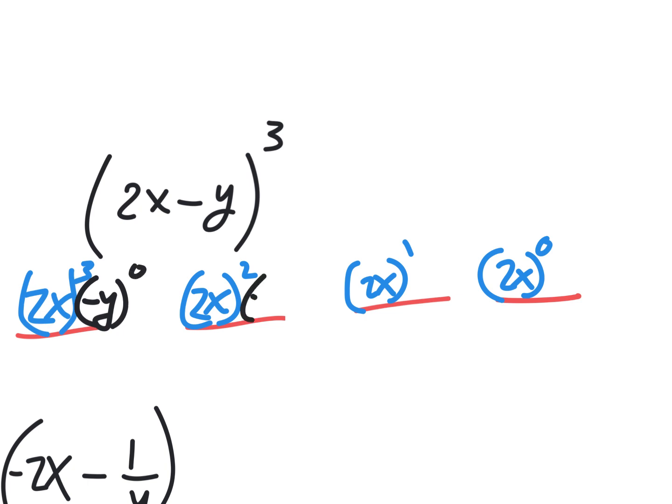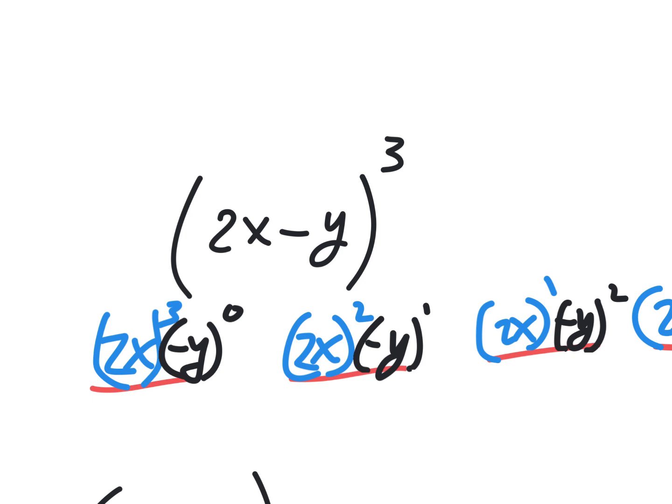Yep. And last but not least, there's a little something in front of each one. Drew, can you help us with what's in front of the very first one here? 3 choose 0. Could you use a calculator for that?